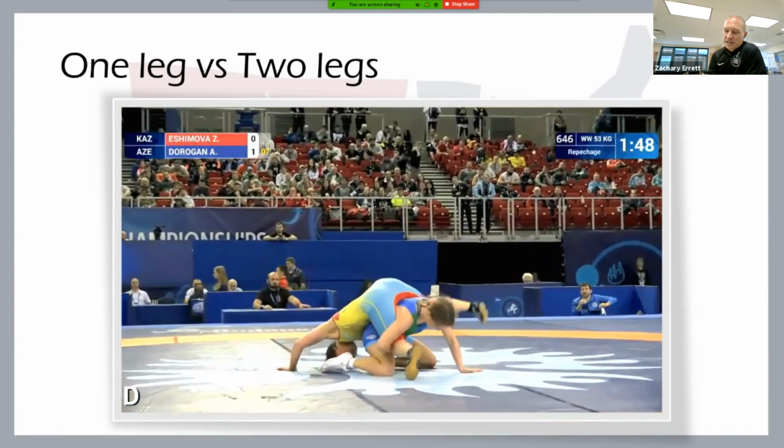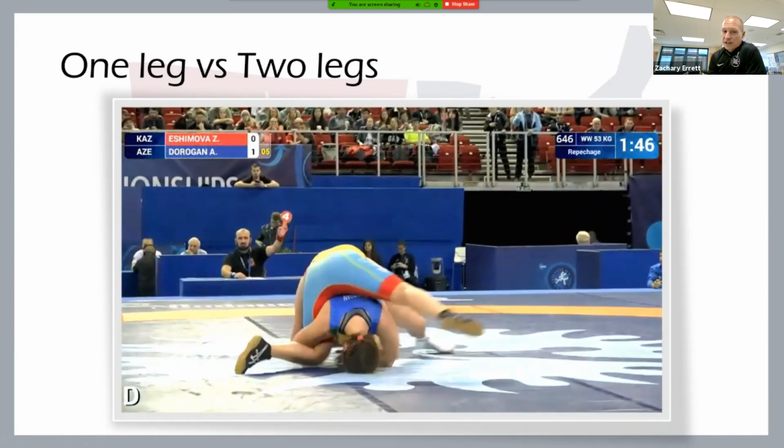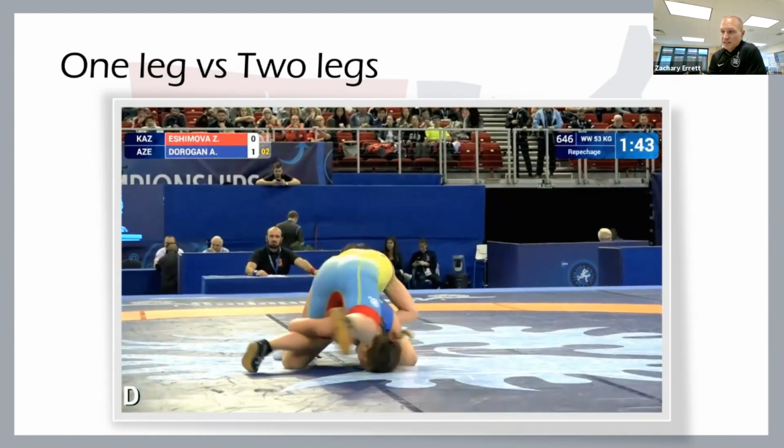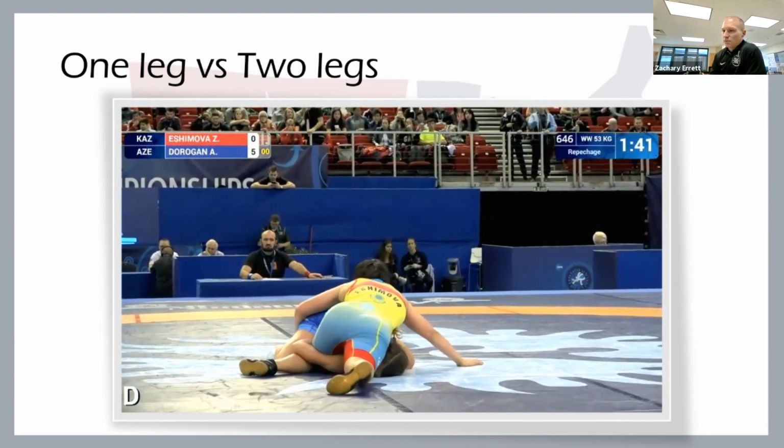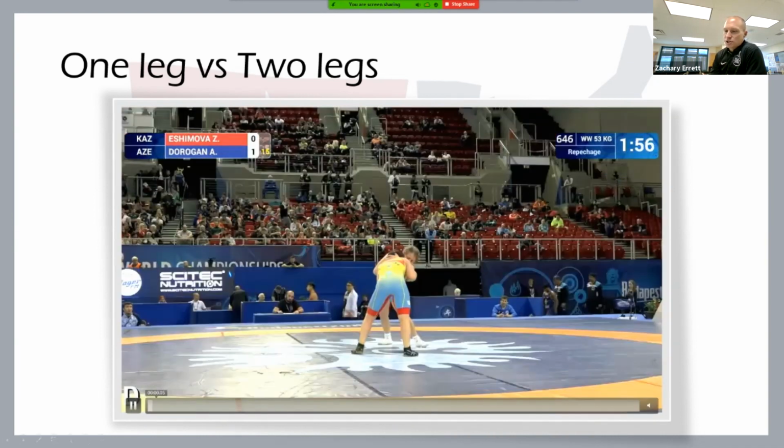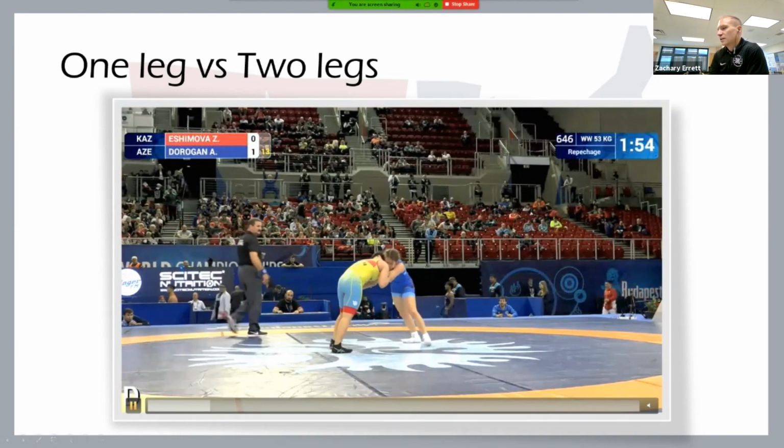And so I think there's two things here. Number one, she only had one leg. And number two, she let go of the lock in the process. She had the leg and she let go of the leg in this process. So I think the judge scored this correctly as for red.